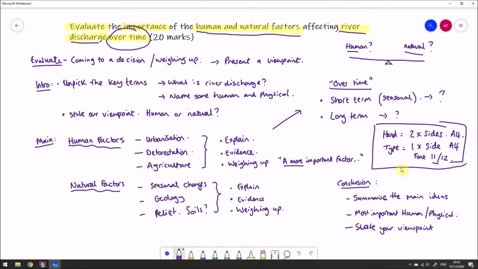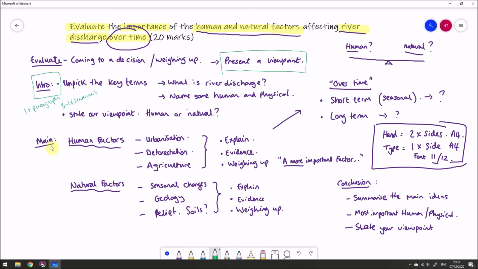Okay, so just to recap, main things that you need to do. You need to make sure that you are presenting a viewpoint. Lots of people forget to do that in a 20 marker. You must decide what you think before you start writing the answer. Have an introduction. Unpick the key bits of terminology. Tell me what your viewpoint is, and then get down to the main body of your answer. This should only be 1 paragraph. Okay, you can get everything you need to do here in probably even 3 to 4 sentences.